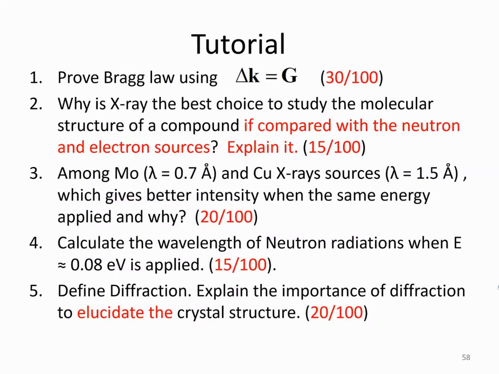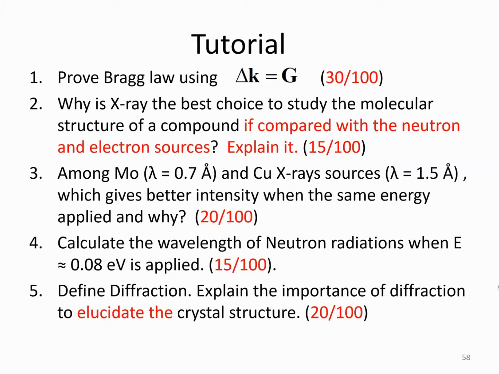Okay, these are the tutorial questions. So you can do the cell test by proving the Bragg law using delta K equal to G. Why is X-ray the best choice to study the molecular structure of a compound? Compare it with neutron and electron sources. I want you to explain it. Amongst molybdenum and copper X-ray sources, which gives a better intensity when the same energy is applied, and why?